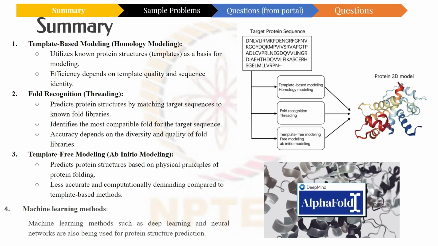Then we have ab initio methods. These are also known as de novo methods, which predict the protein structure without using any template structure. These methods use physics-based approaches to predict the conformation of a protein by optimizing its energy landscape. Optimizing its energy landscape is nothing but energy minimization. These ab initio methods are computationally intensive and require a large amount of computing resources, but they are useful in cases where a protein with no homology to any known structure is found.